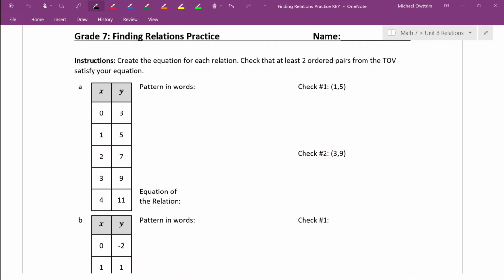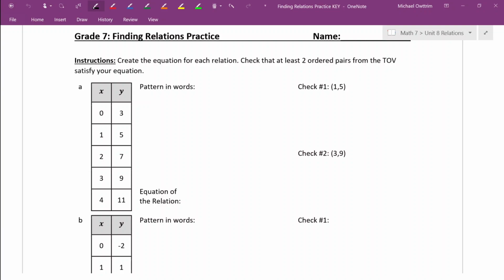Hello class, today we are taking a look at finding the equation of a relation that is given to us in an ordered pair. Now instructions tell us to create the equation for each relation and to check that at least two ordered pairs satisfy that equation.